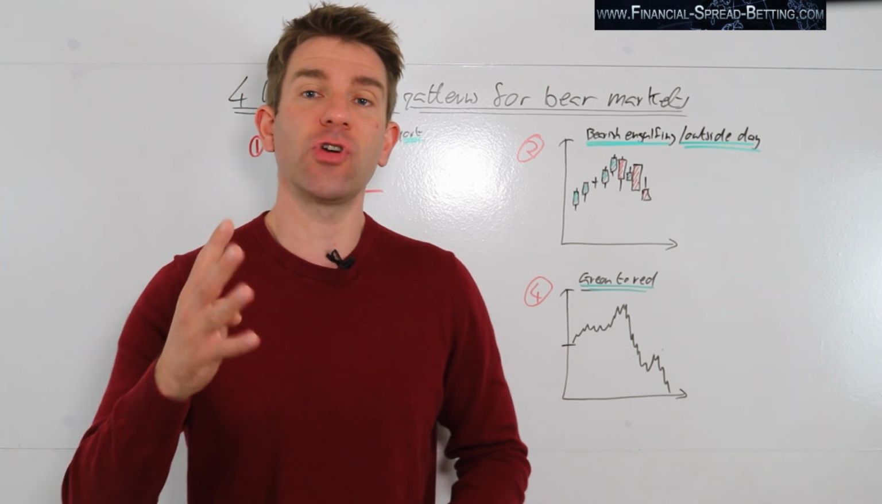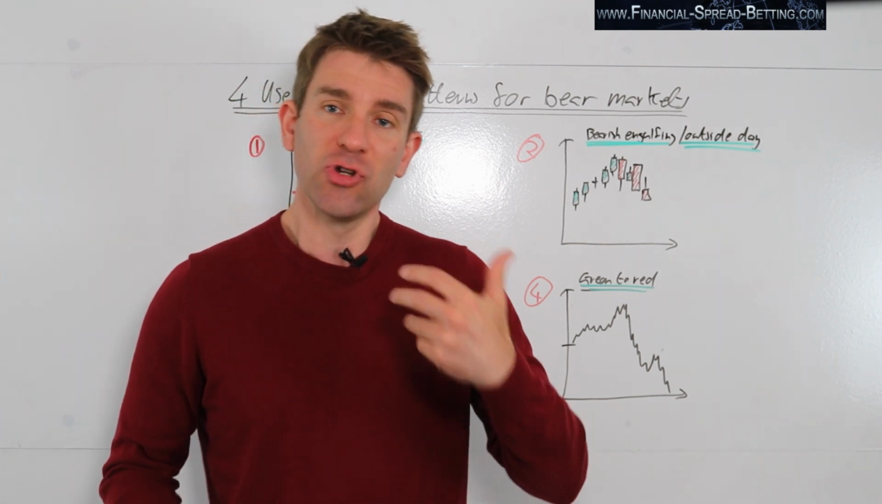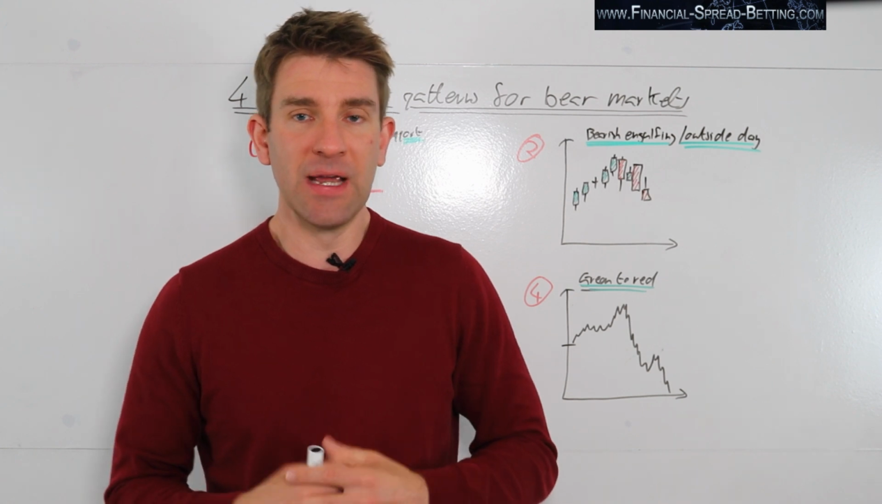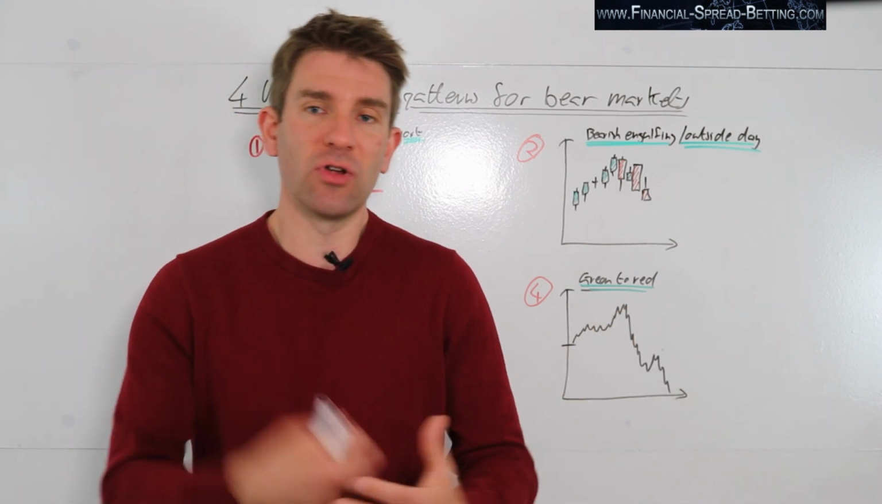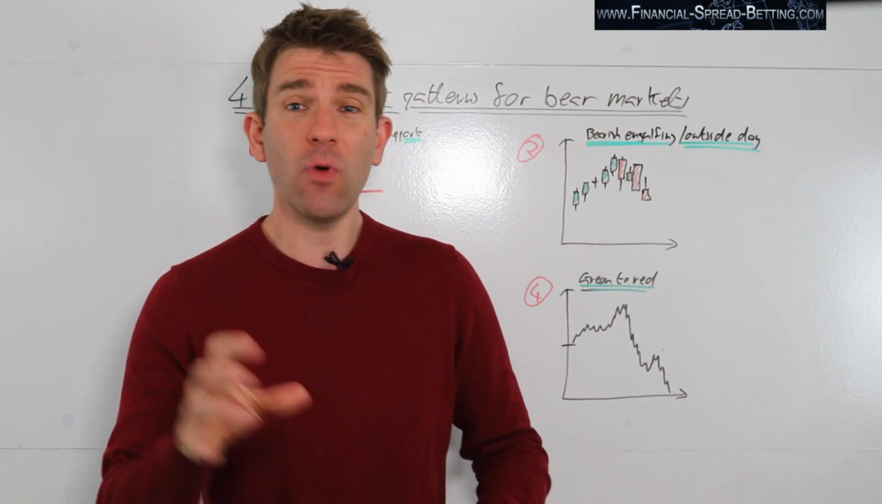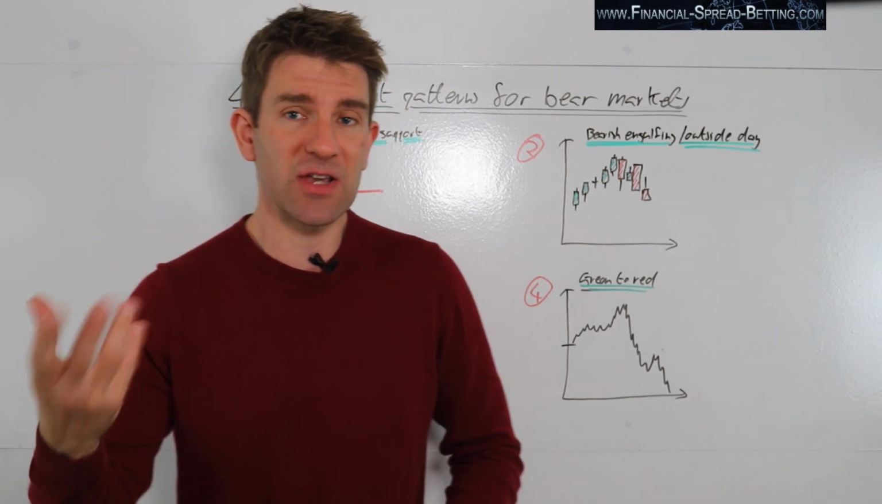All right, so 4 chart patterns that you can use to try to time your shorts a little bit better in those heavy down markets, so a bear market or something that's got a lot of downward pressure, a downtrending market. The other way of using these is to exit long positions.